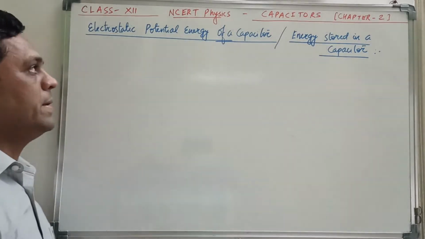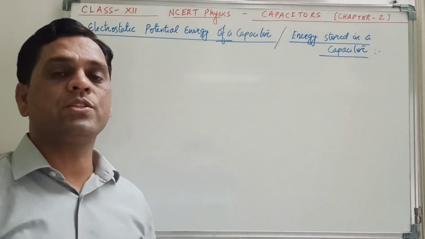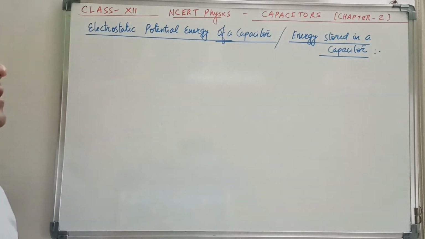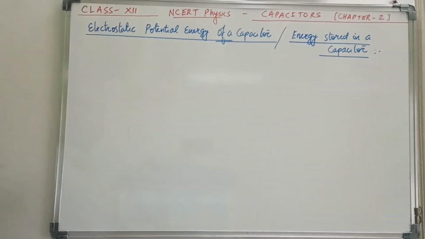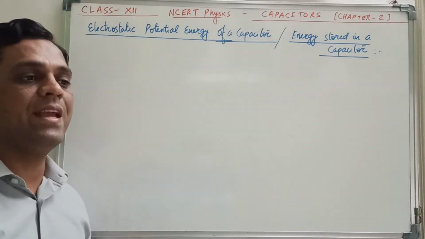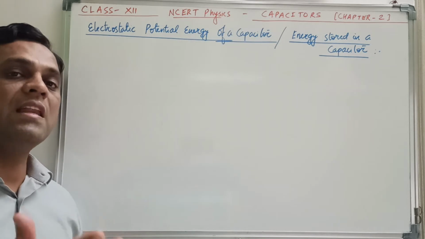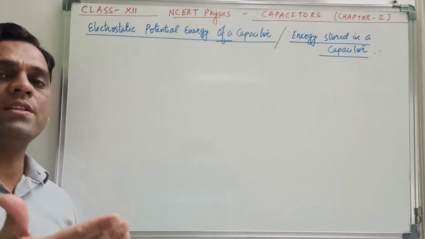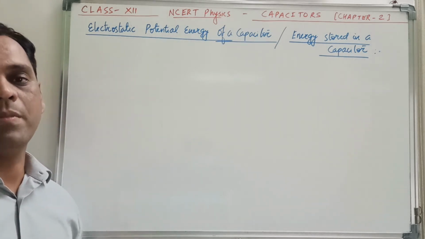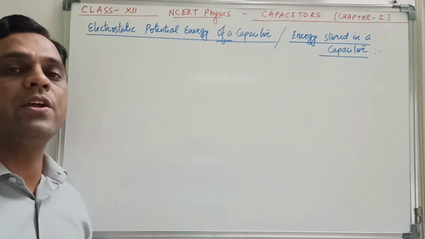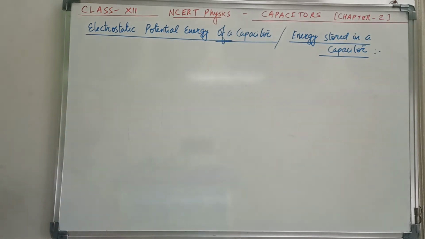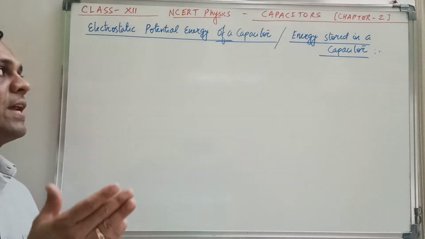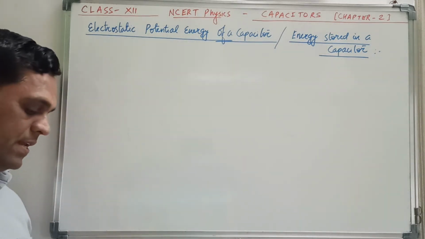Now we take the topic electrostatic potential energy of a capacitor, or simply we can call this energy stored in a capacitor. Okay? So what is potential energy? We have done that in the earlier classes also, that potential energy is nothing but work done by an external force against some internal conservative forces. Correct? So let me tell you first what type of forces are there, then we try to find the potential energy as well. Correct?